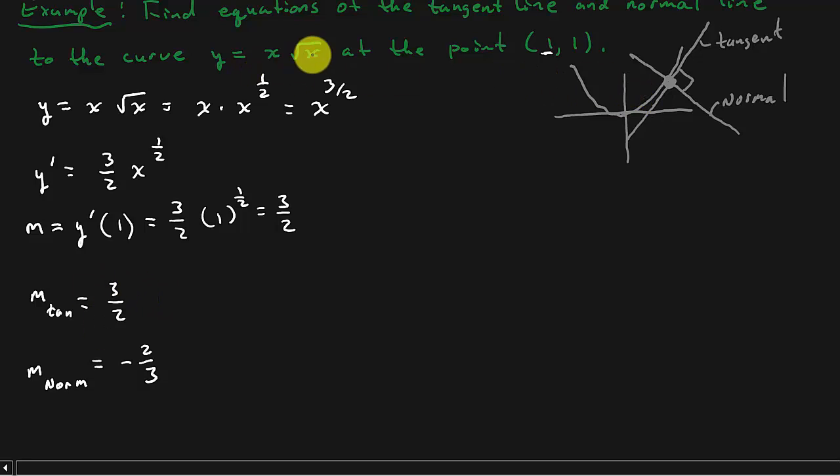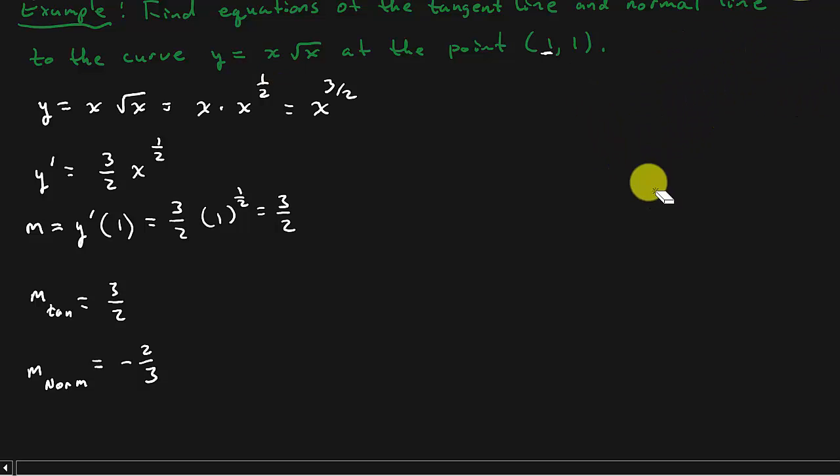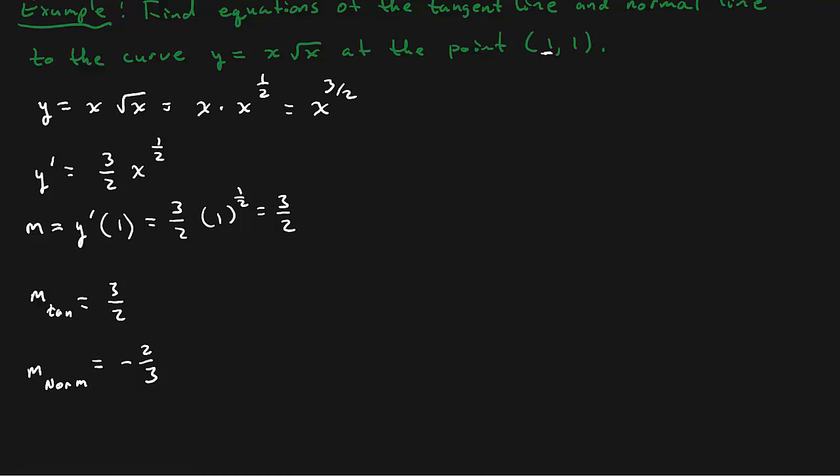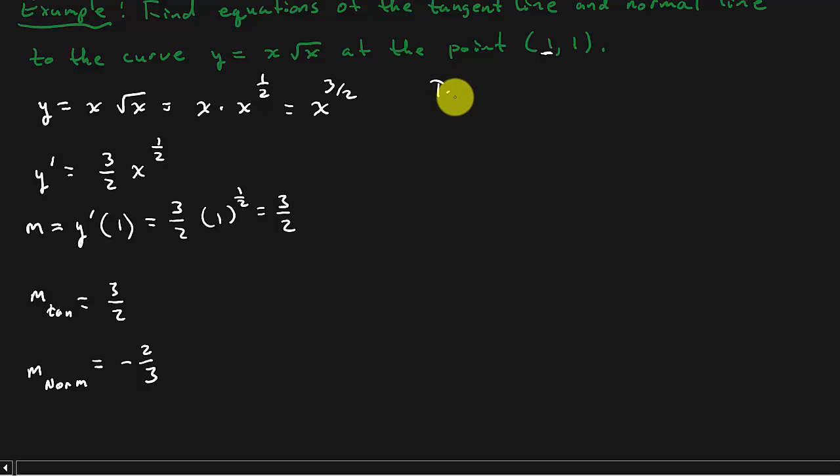Like I said, this graph is not exactly this; I just drew that so you can see what's going on. Now let's find the equation of the tangent line. We'll do that one first. Remember, we're going to use y minus y1 equals m times x minus x1, point slope form of a line. This one goes in for x1, this one goes in for y1, and then we plug the slope in.